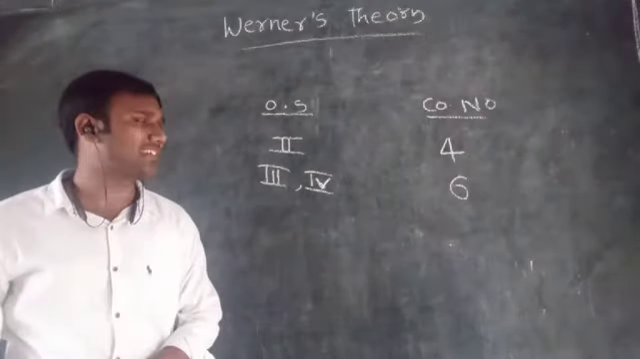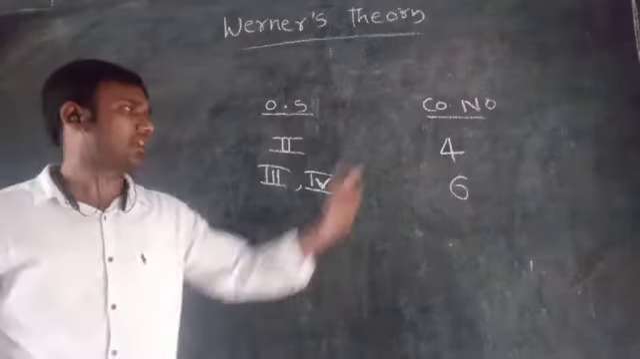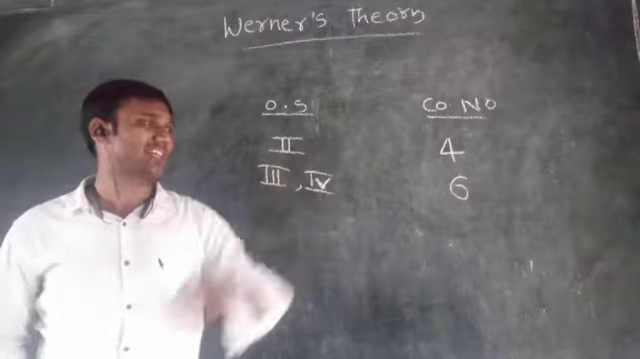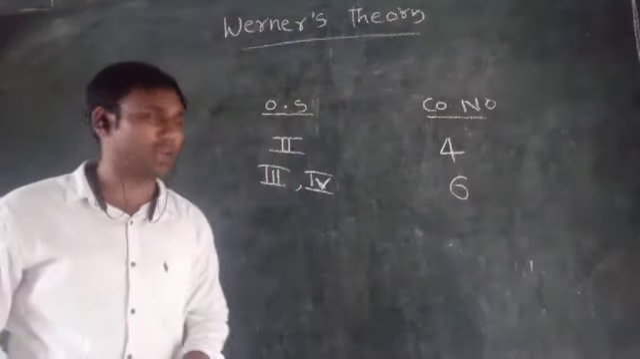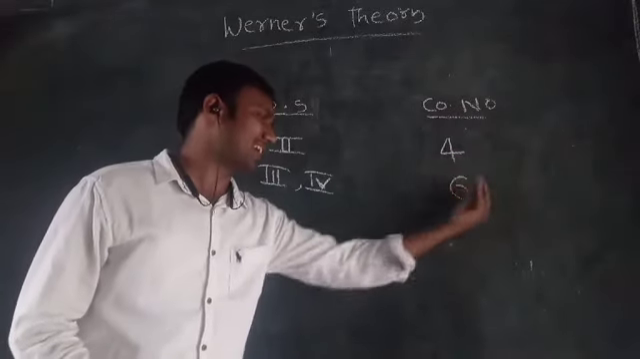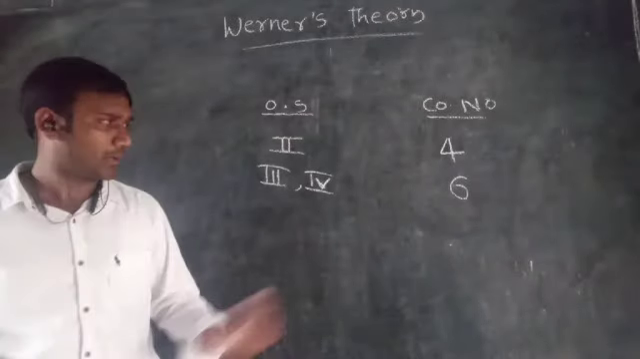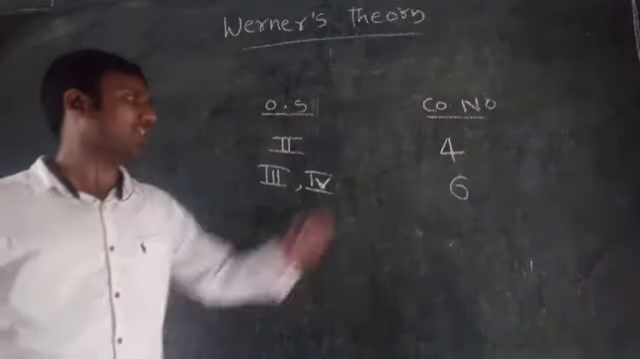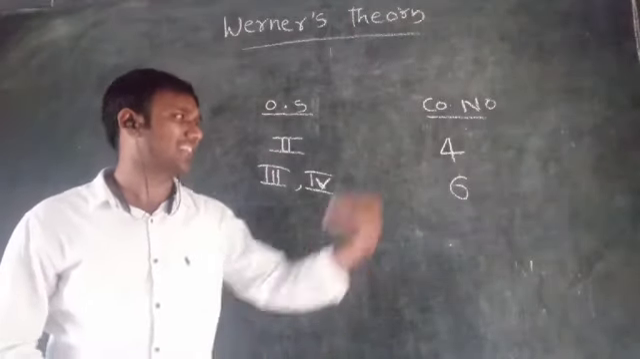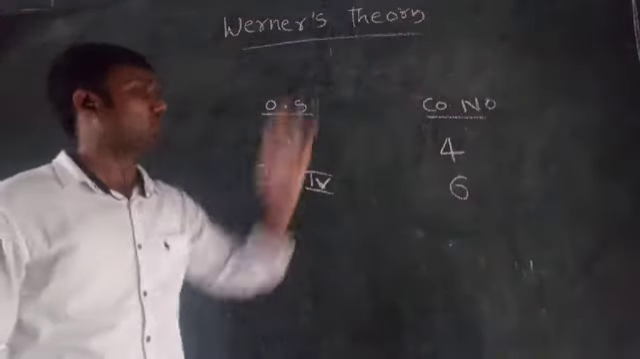And depending on the coordination number of the central metal atom, we can say the geometry of the molecule. For example, if the coordination number is 4, we can say the geometry is tetrahedral or square planar. And if the coordination number is 6, we can say the complex geometry is octahedral. So, depending on the oxidation state, we can guess the coordination number, and depending on the coordination number, we can say the geometry of the complex. Generally, we can say this based on Werner's theory.